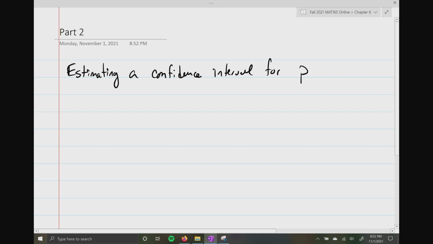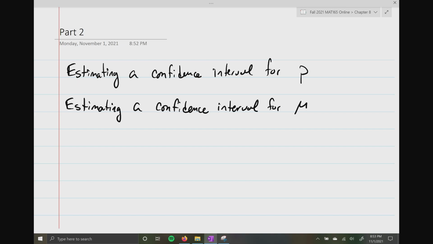All right, and I told you in the previous video, I'm going to explain the differences between the problems that we have. In other words, how do you know you're trying to find a confidence interval for P? Or in this video, what we're going to be doing is estimating a confidence interval for mu. Okay, so let me just show you the difference here real quick. I'm going to pull up two problems and we're going to compare the two.